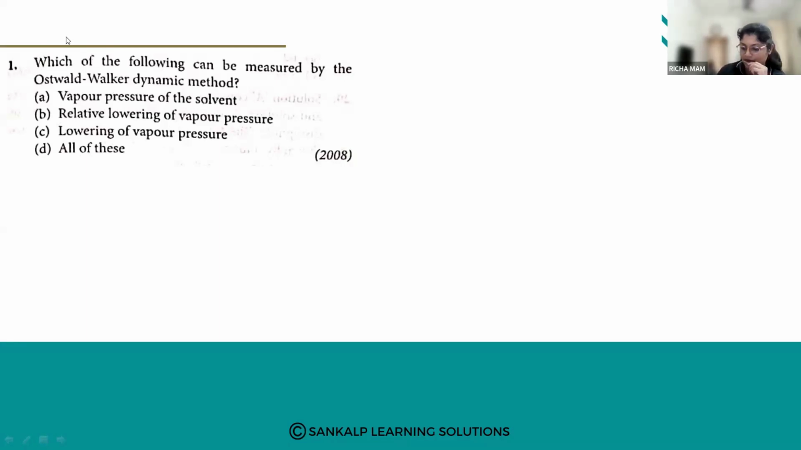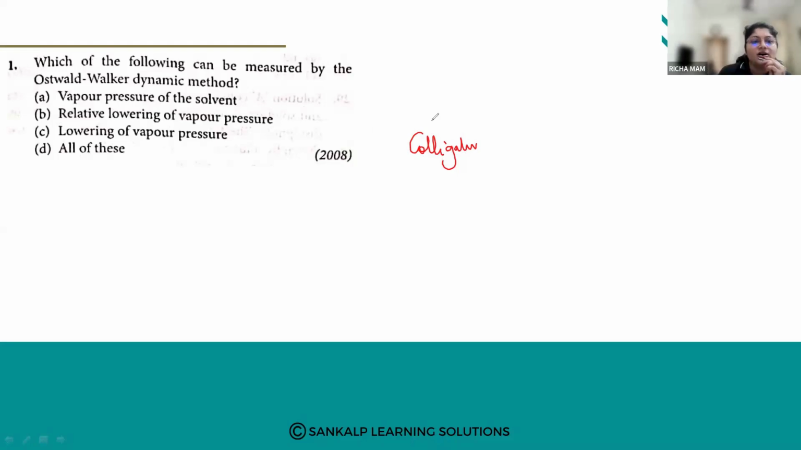As you know, you might have gone through the concept called colligative properties, right? In colligative properties there are four important properties that we are going to study: elevation in boiling point, relative lowering of vapor pressure, osmotic pressure, and depression in freezing point. So these are the four main colligative properties. A colligative property depends upon the number of solute particles, right?